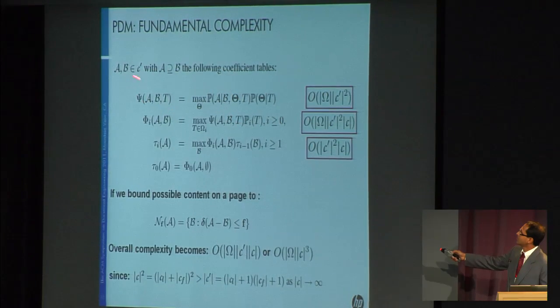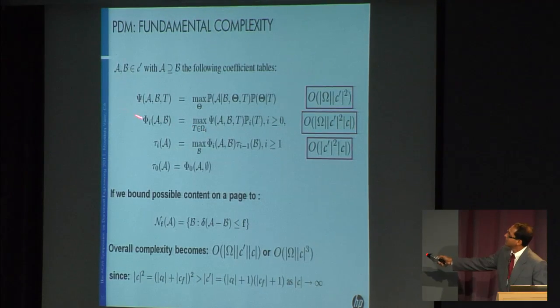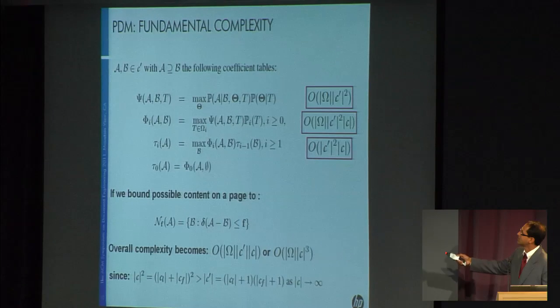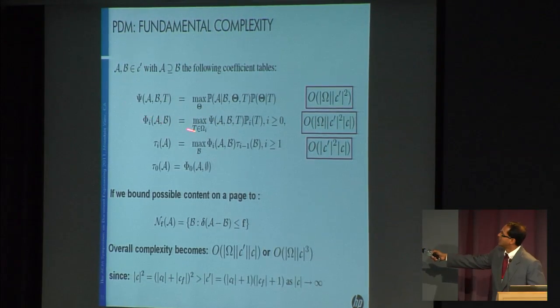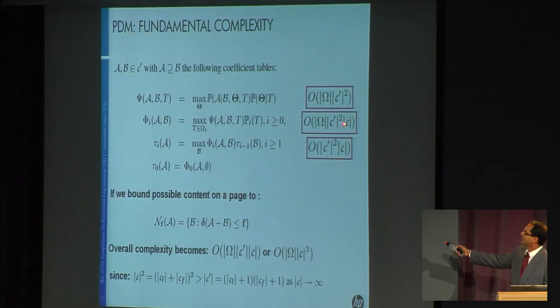Now, A's and B's come from a set of possible allocations, as I introduced you to earlier, that is C prime. And so, if you take all possible values for A and B, this will be order C prime squared. It will be quadratic in C prime. And if I look at this one, because I have page count coming in here, which is proportional to the content itself, because the more content you have, the more pages. This is going to be this one, and this essentially dominates the computational complexity of the problem.